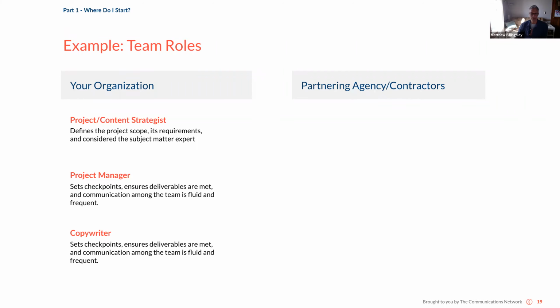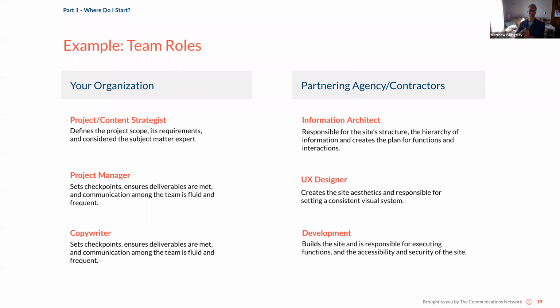And a copywriter can be on this team or on the partnering agency. Not every organization has strong copywriting capabilities in-house to write for the web. That in itself is a unique thing there. And then going forward, if you do engage a partnering agency or a contractor, these are most likely the three key roles that you're going to have within that team. Now, again, all organizations are a little bit different. If you are fortunate enough to have a UX designer and a developer or developers in-house, you're a long way ahead. That's great. Most organizations are not going to have these people.